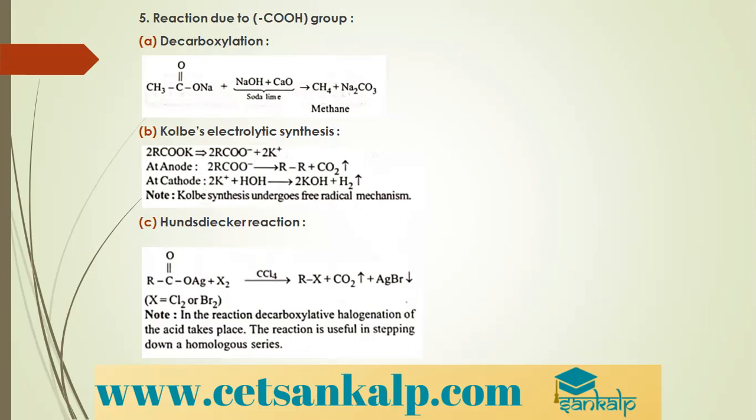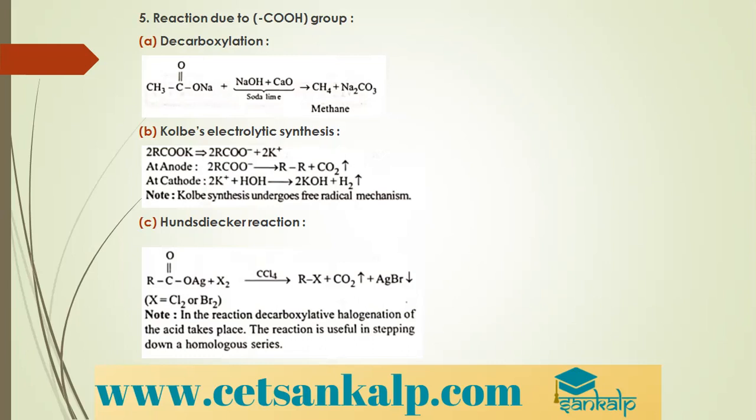So we usually ignore those two. We go for chlorine or bromine. And whenever we are using chlorine or bromine, we maintain the inert atmosphere medium, using carbon tetrachloride or carbon disulfide. So here we have taken CCl4. What we get is alkyl halides. Carbon dioxide gas is evolved and silver chloride or silver bromide is formed.